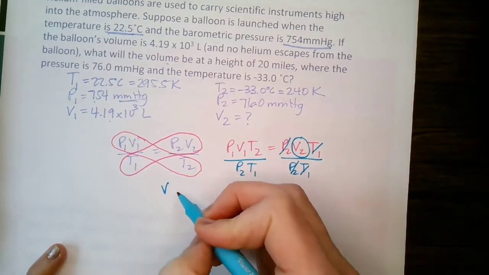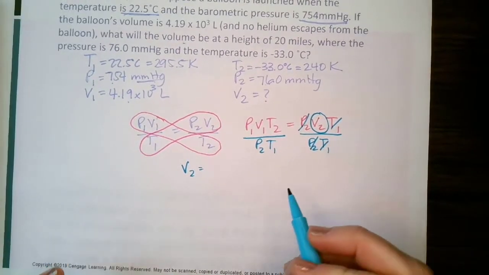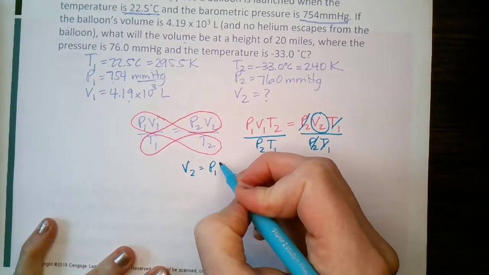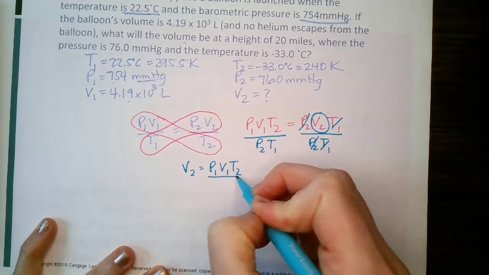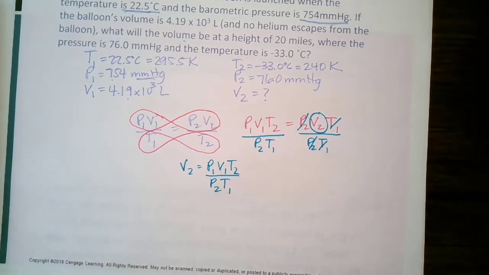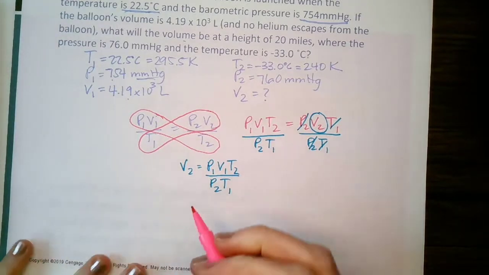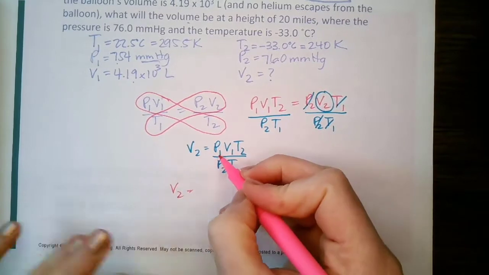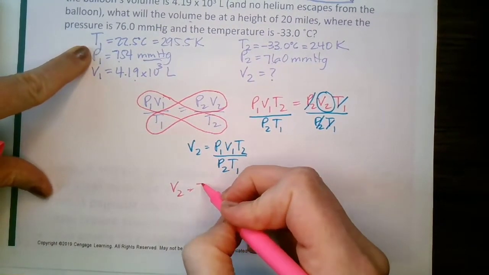I'm just going to rewrite this so it's a little bit nicer and neater. V2 is equal to P1, V1, T2 over P2, T1. It's a lot of letters and a lot of numbers, so make sure that you are understanding where those came from. All right, now we just got to plug it in.